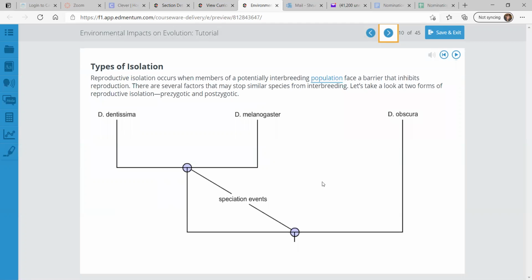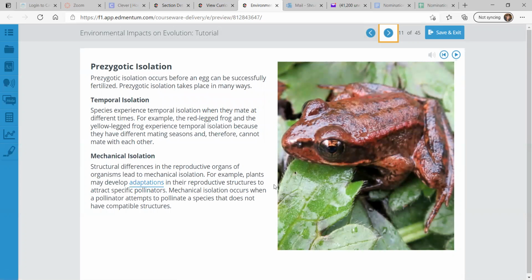Okay, so there are types of isolation. Reproductive isolation occurs when members of a potentially interbreeding population face a barrier that inhibits reproduction. There are several factors that may stop similar species from interbreeding. Let's take a look at 2 forms of reproductive isolation: pre-zygotic and post-zygotic. Pre-zygotic isolation occurs before an egg can be successfully fertilized. So this is before egg fertilization. Prezygotic isolation takes place in many ways.